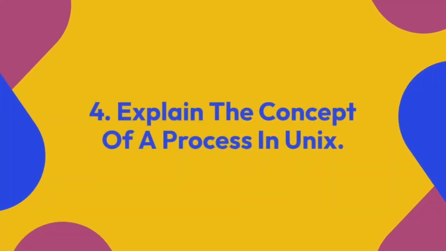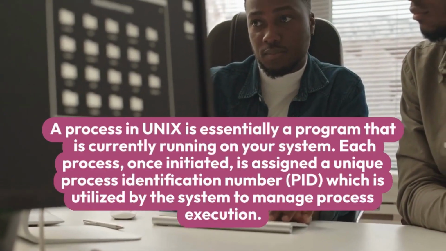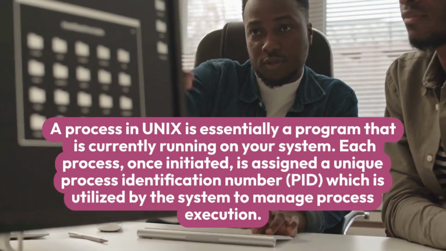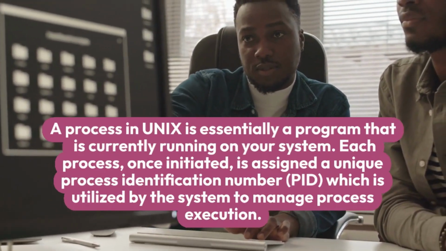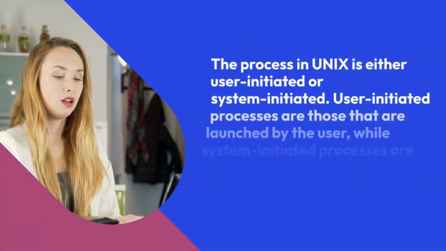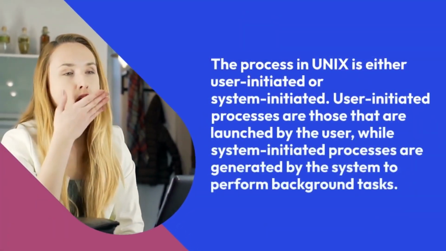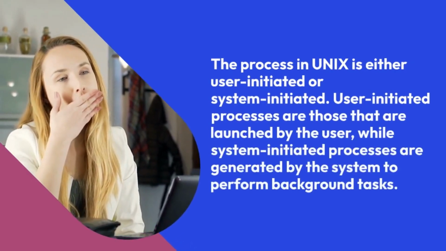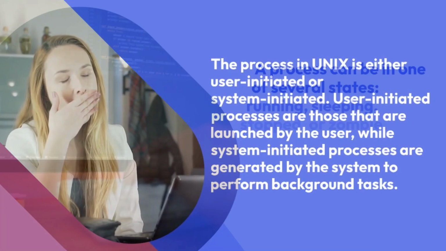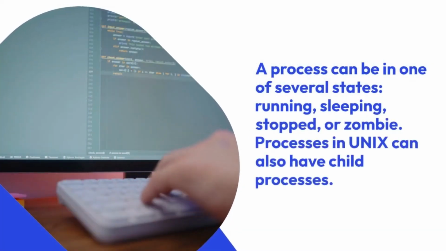4. Explain the concept of a process in Unix. A process in Unix is essentially a program that is currently running on your system. Each process, once initiated, is assigned a unique process identification number, PID, which is utilized by the system to manage process execution. The process in Unix is either user-initiated or system-initiated. User-initiated processes are those that are launched by the user, while system-initiated processes are generated by the system to perform background tasks. A process can be in one of several states: running, sleeping, stopped, or zombie.